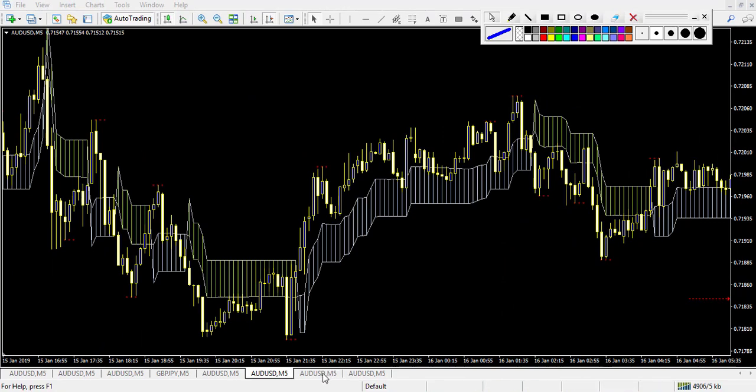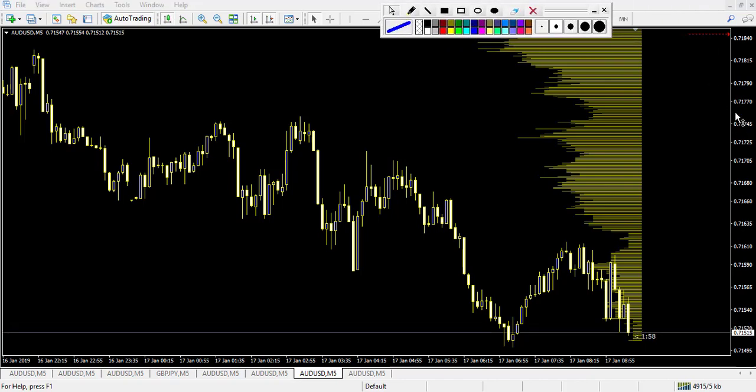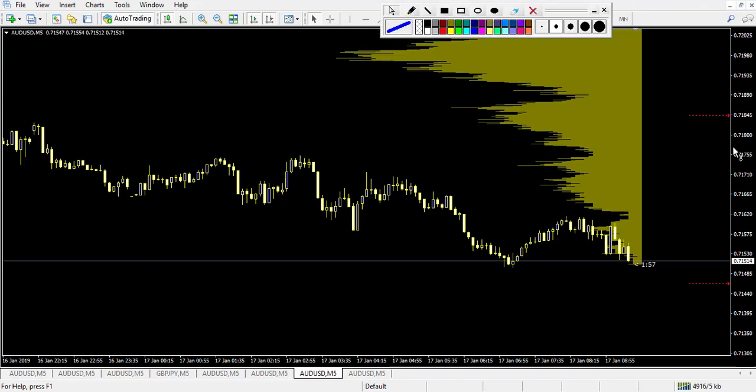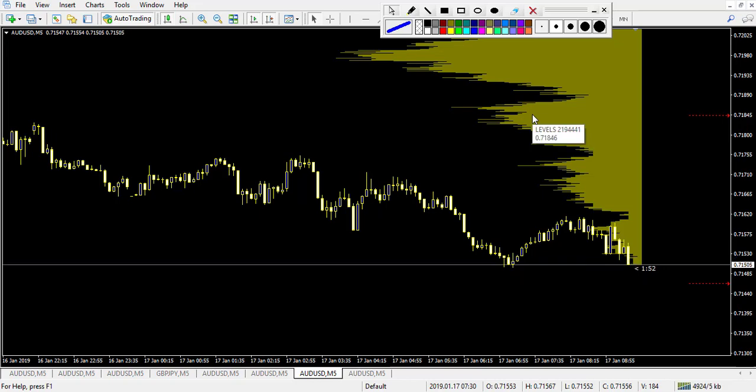Now let's see the next indicator. The next indicator is the volume at price. So if you have followed my complete course for binary option, you know this is a very powerful indicator to find the very strong support and resistance level on your chart.